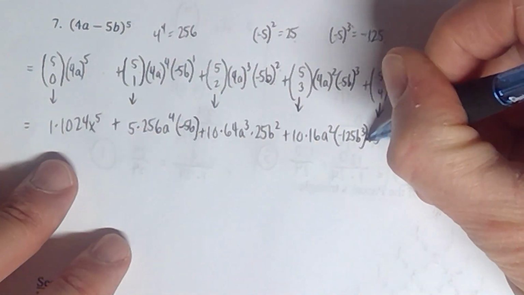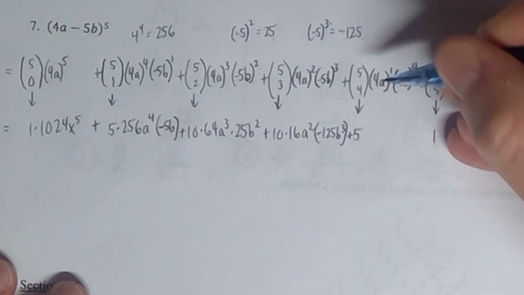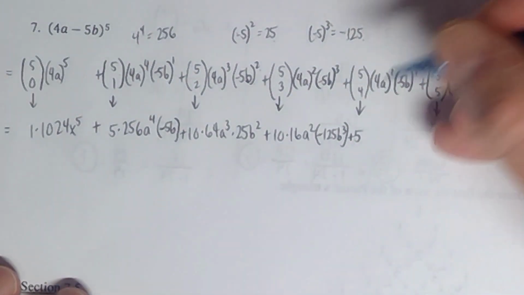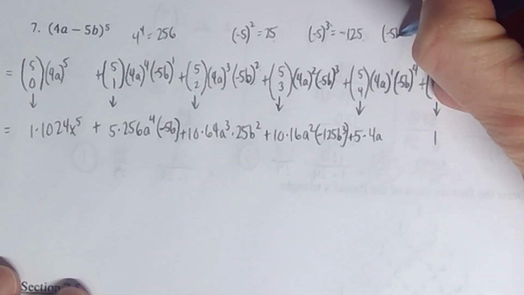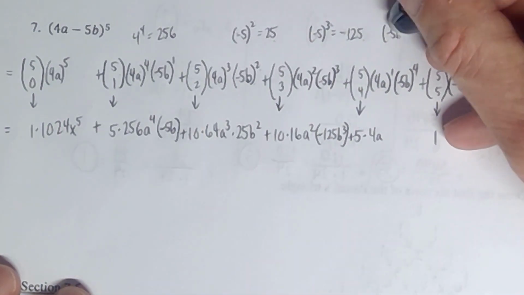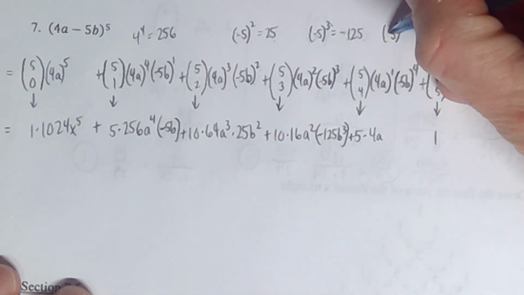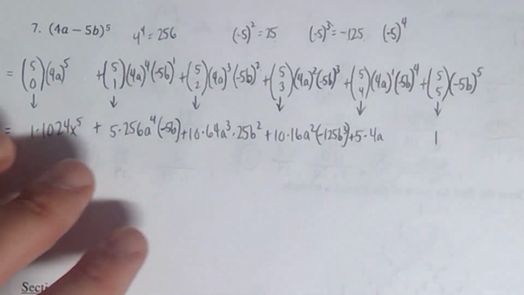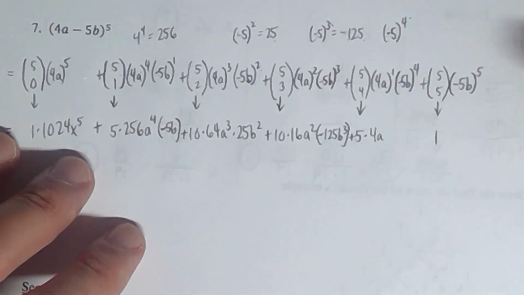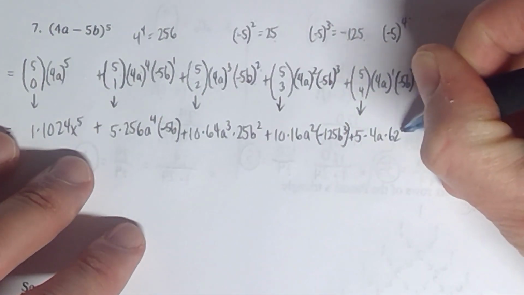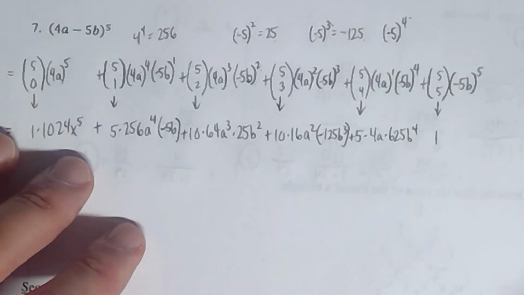Okay. Bring down the plus there. Okay. And 4a to the first is just 4a. Negative 5b to the fourth. Again, what is negative 5? We already know what the b part is. But negative 5 to the fourth, same thing as 5 to the fourth, because the answer is going to be positive when you take a negative to the fourth power. That's going to be 625, and then b to the first taken to the fourth power is b to the fourth, like that.